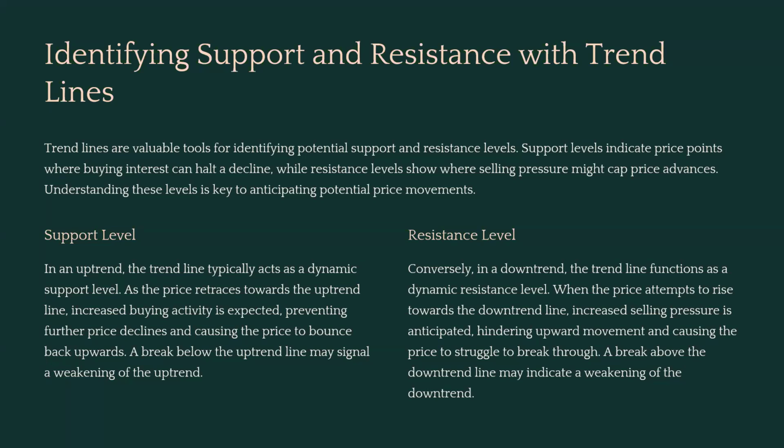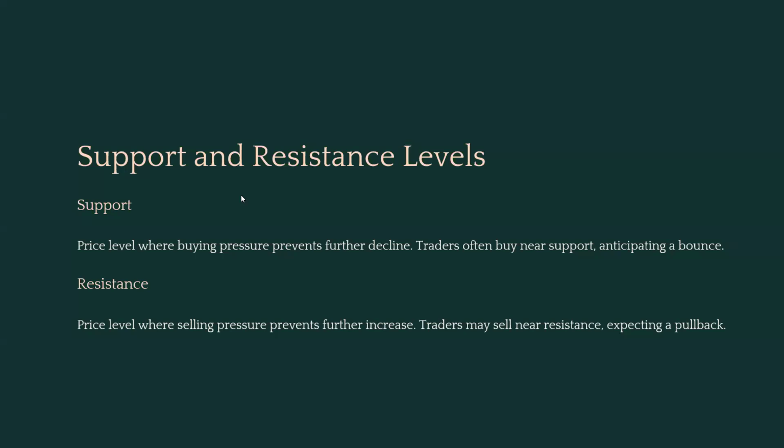In simple terms, support is the price level where buying pressure prevents further decline, and traders often buy near the support line to anticipate a bounce. While resistance is the price level where selling pressure prevents further increase, so traders may sell near the resistance level because they might expect a pullback.